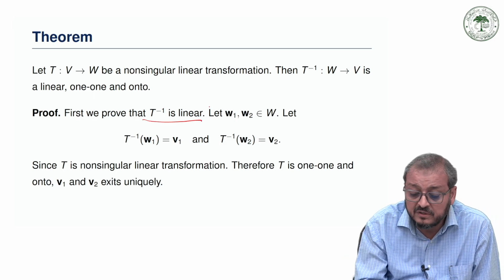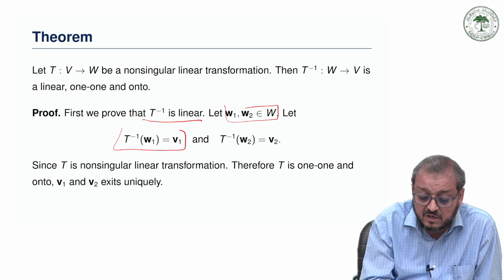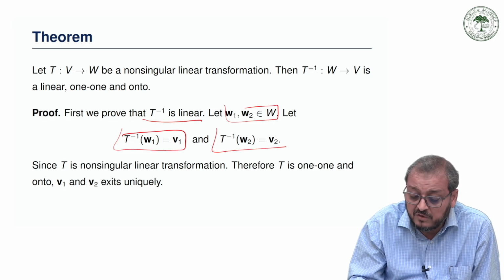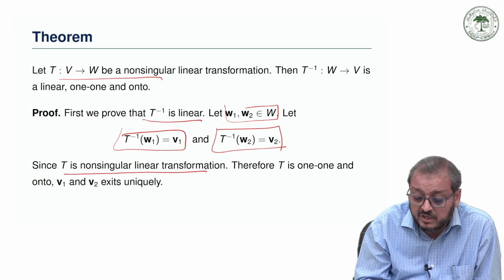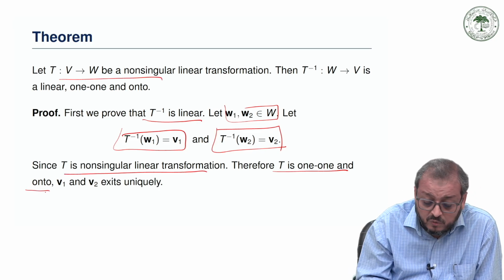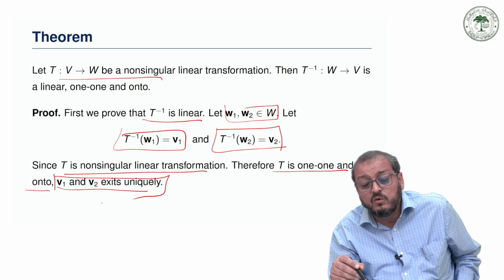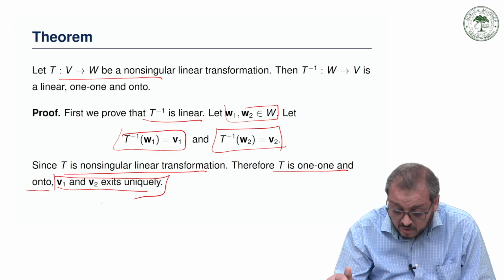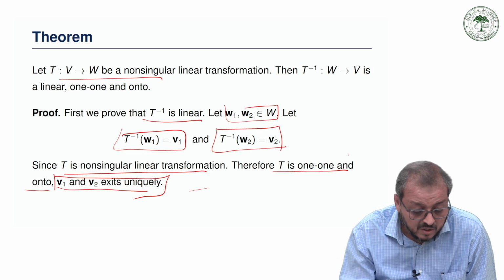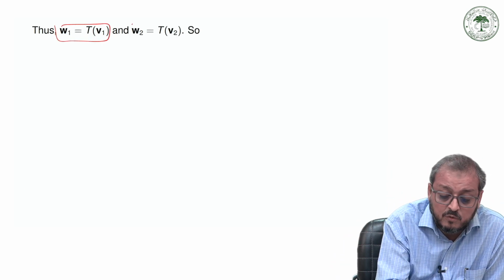Let w1, w2 be elements of W. By the definition of inverse we can say that T inverse of w1 is equal to some v1, and T inverse of w2 is equal to some v2. T is given as a non-singular linear transformation, so T is 1-1 and onto. So this means v1 and v2 exist uniquely. Since T is 1-1 and onto, they exist uniquely. So w1 is equal to T of v1 and w2 is equal to T of v2.